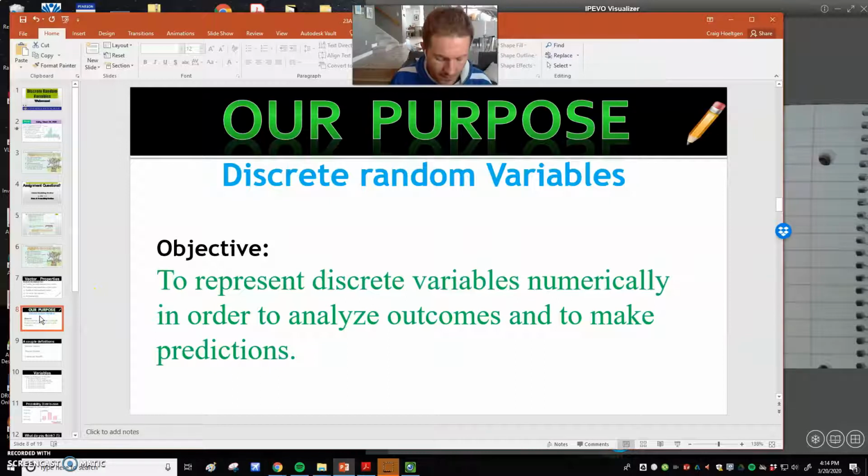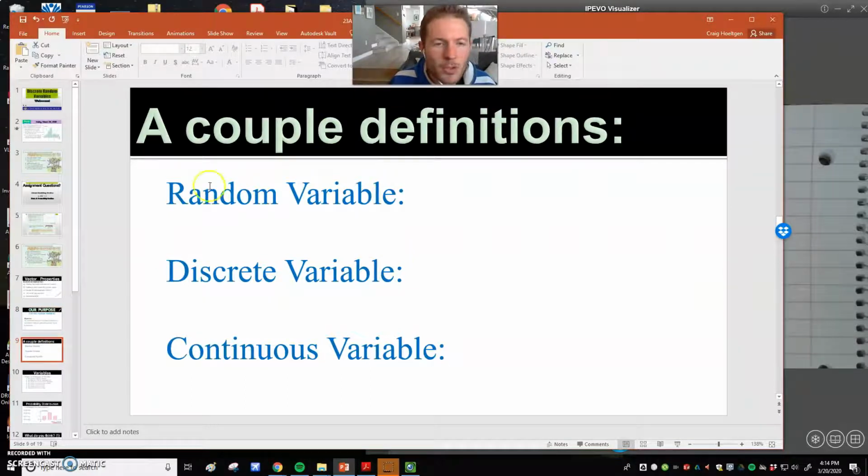All right, discrete random variables. This is connected to what we've done, but it is new. So this is going to build off our idea of what random variables are. Earlier in the year, we saw discrete variables and continuous variables. Remember, discrete variables are things that can be counted. These are integers, 1, 2, 3, 4, 5.